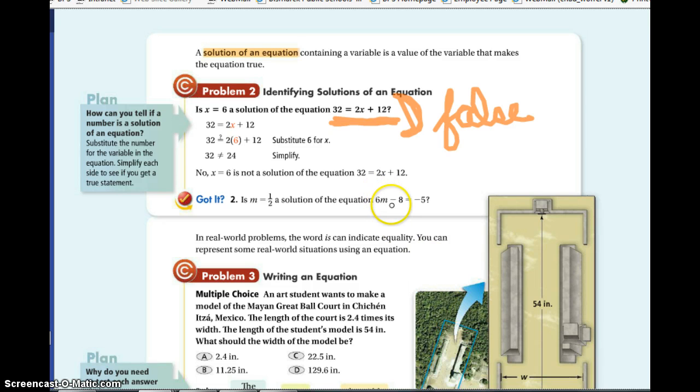So 6 times m, in other words, 6 times a half minus 8, does it equal negative 5? 6 times a half is 3, because that's the same thing as 6 over 2. 6 over 2 is equal to 3. So 3 minus 8 is negative 5. So since negative 5 is equal to negative 5, I can specifically state that yes, this is true.